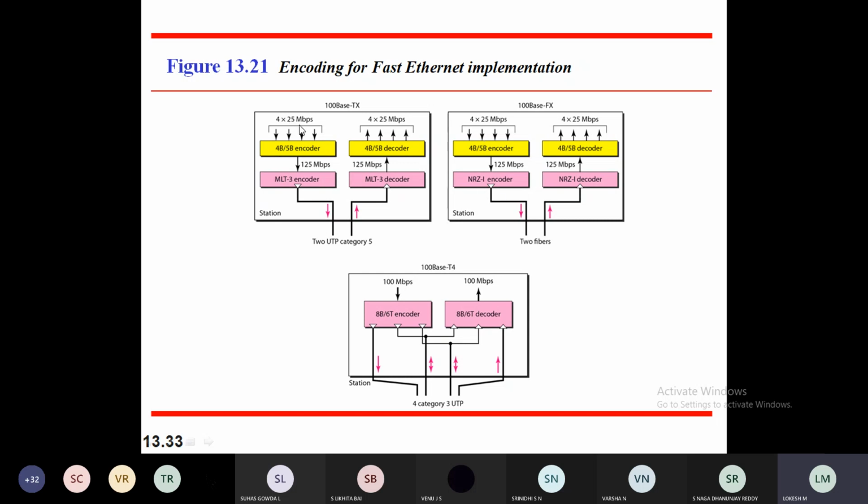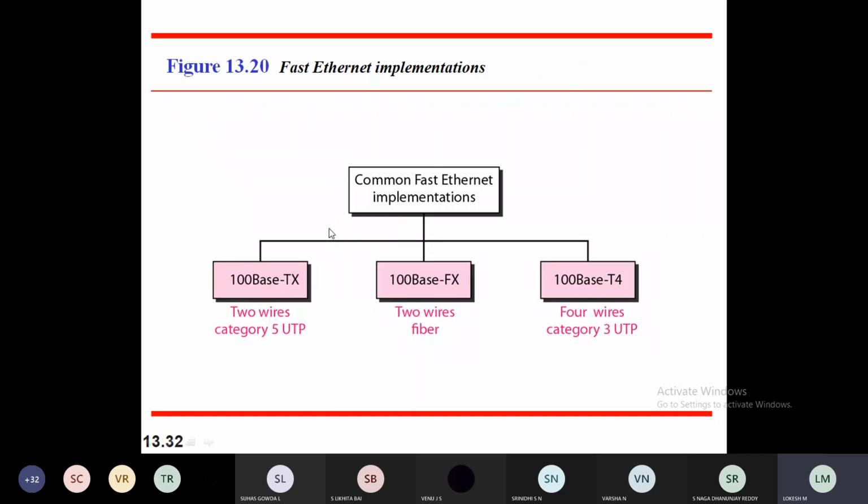We can use encoding techniques, like line coding techniques. 4 into 25 Mbps, that is 100 Mbps, and that 100 Mbps will be sent through 4 lines. So that is 100BASE-T4. Here in 100BASE-TX we use 2 lines or 2 wires.